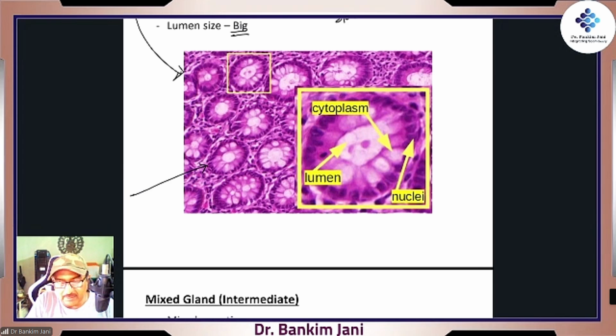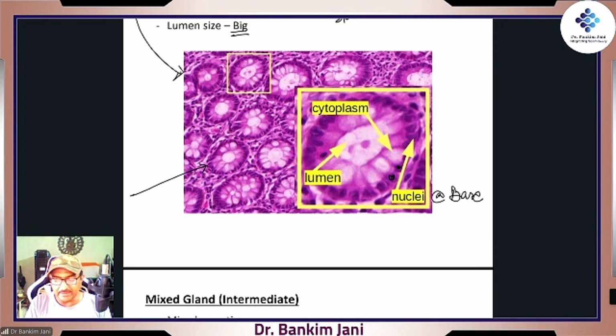How properly we can see that yes, they are pushed absolutely at the base. See over here, the cell, and every nucleus is pushed at the base. So nuclei at the base.